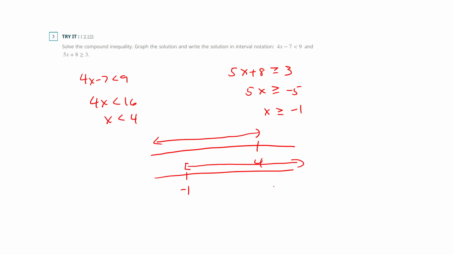and we're going to go this way. Now, what we're looking for, our solution, because it was an "and," has to be the region that overlaps them both. Now, pay special attention to the ends. It's a bracket at -1, and it will go to 4 with a parenthesis.